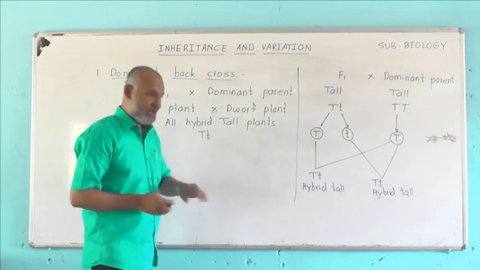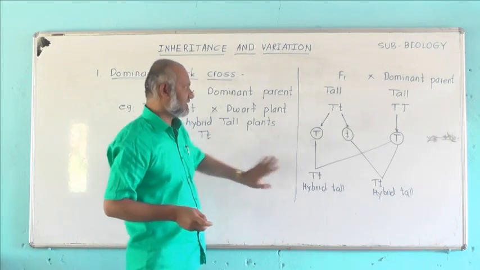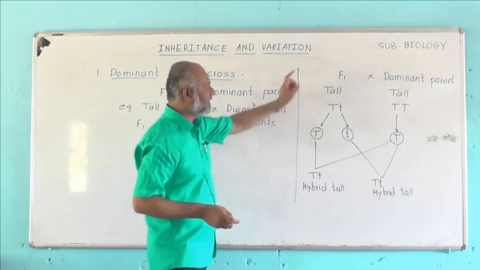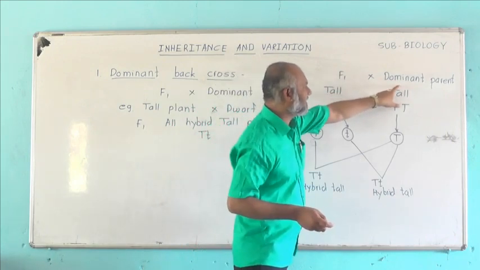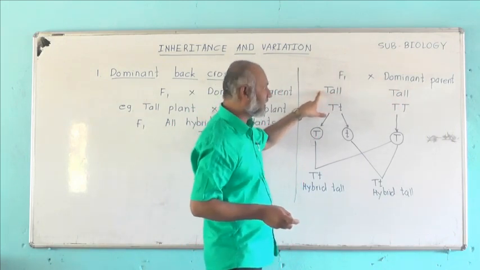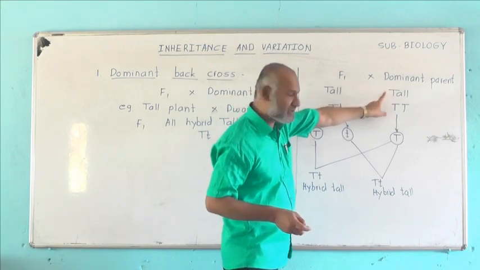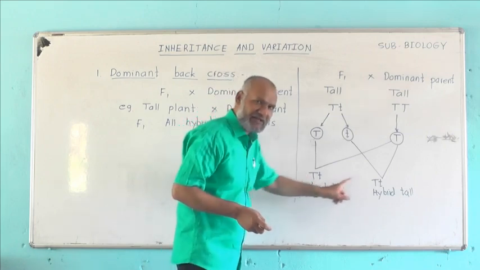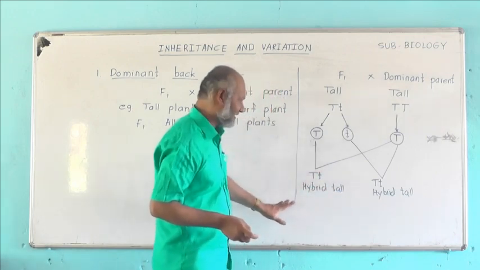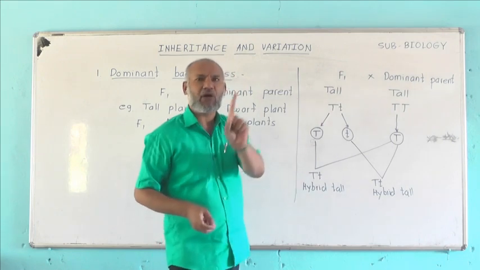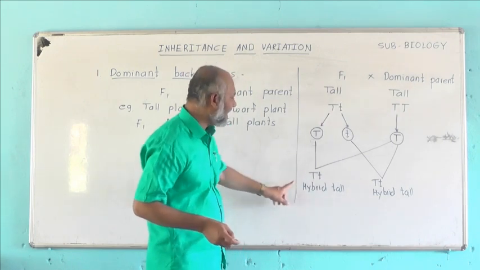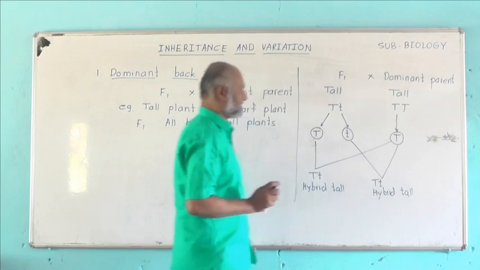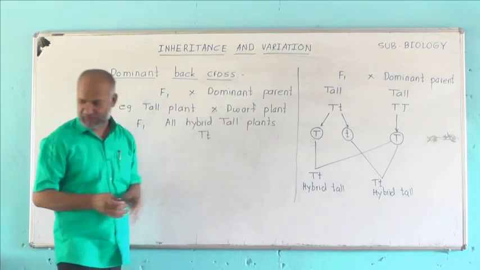Okay. Now, what is the importance of such a cross? Which cross? Dominant back cross. First, listen carefully. F1 crossed with the dominant parent, that is the hybrid tall plant crossed with homozygous tall plants. Then the result is that all the individuals formed in such crosses have only the dominant character. All plants are tall plants. Okay, remember this.